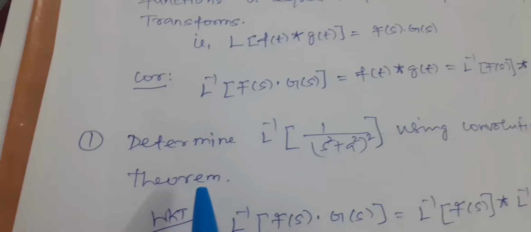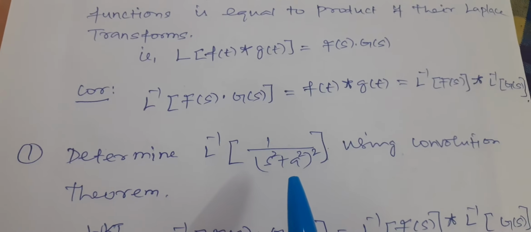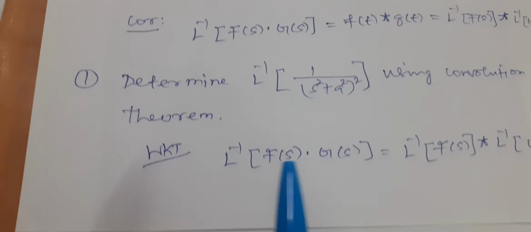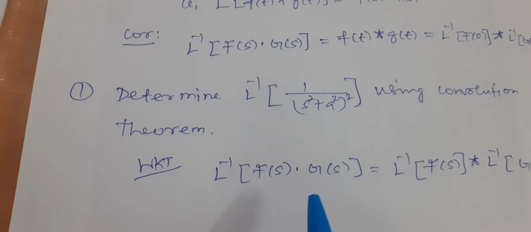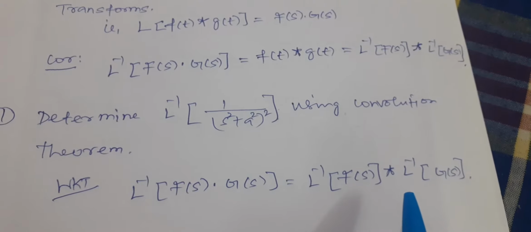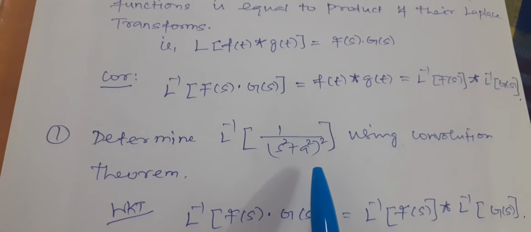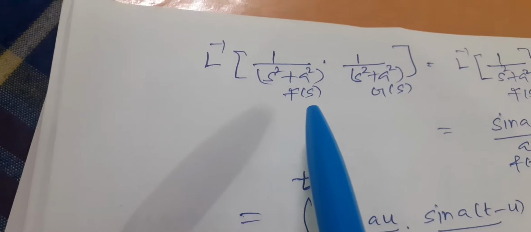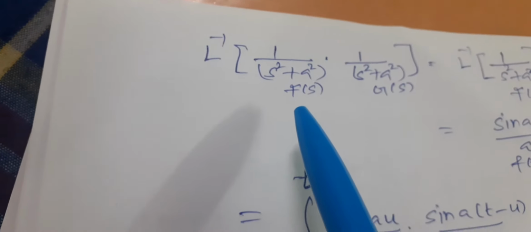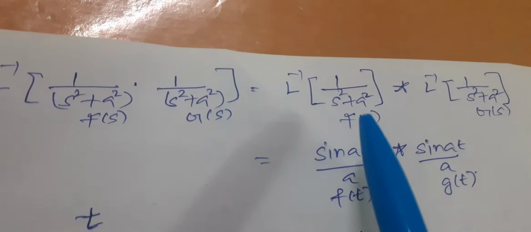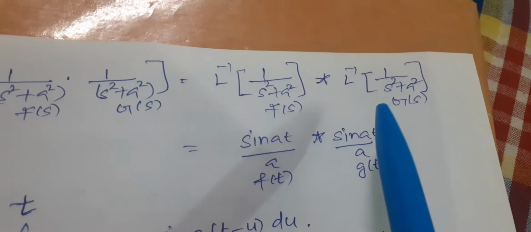Problem number 1: determine L inverse of 1 by (s square plus a square) whole square using convolution theorem. Here we know that L inverse of f of s into g of s is equal to L inverse of f of s star L inverse of g of s. Now this 1 by (s square plus a square) whole square I am splitting as two functions: 1 by s square plus a square into 1 by s square plus a square. The first one I am taking as f of s, the second one as g of s.